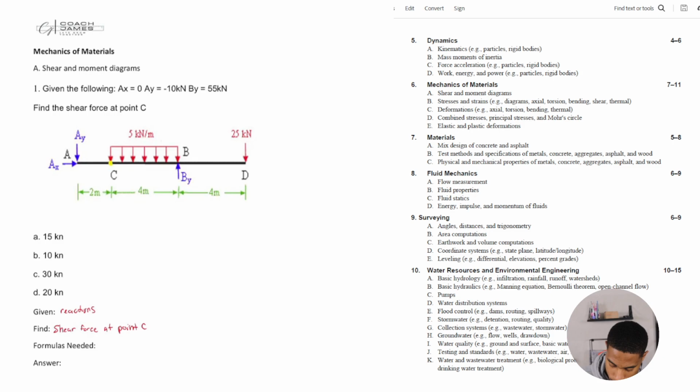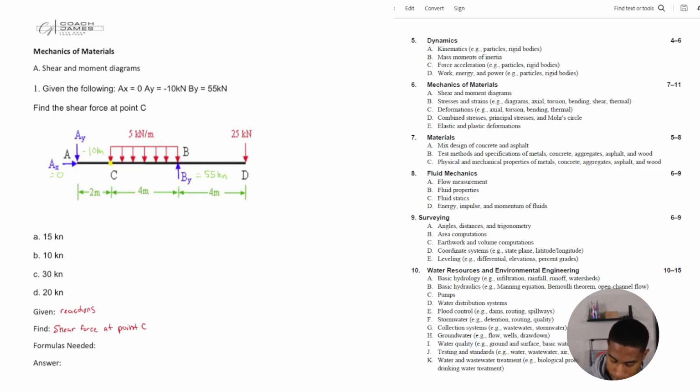All right, so let's go ahead and label our external forces. So we know AX is equal to 0. AY is negative 10 kilonewtons. Okay, so it's coming down negative 10 kilonewtons. My BY is coming up 55 kilonewtons. And I think those are all the forces.